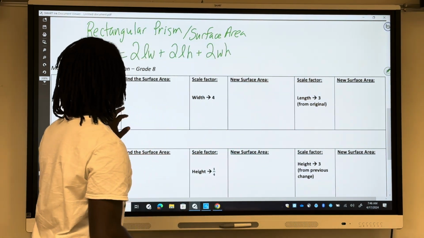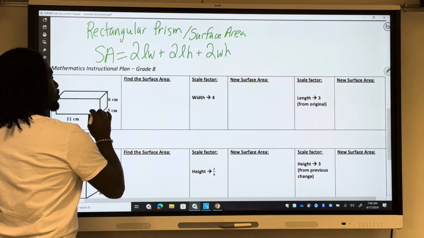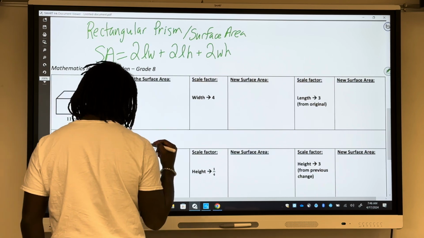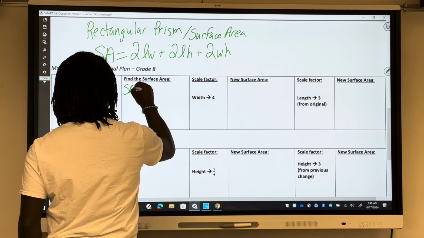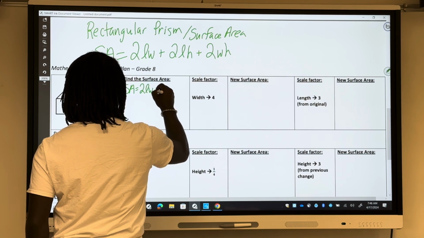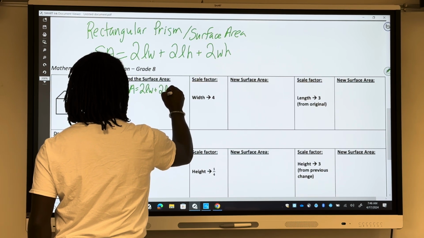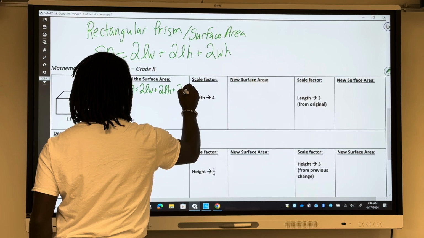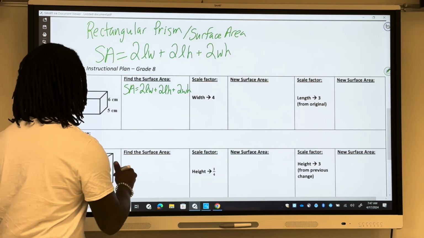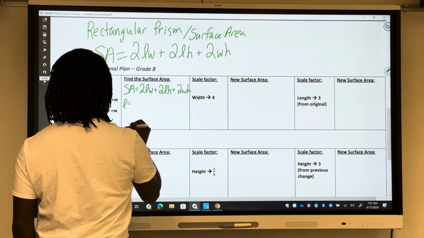Okay, so I'm just going to do the same thing, but this time I'm going to use the surface area, and we're going to take a look at how it affects it. So I'm going to start by writing my formula. Again, you don't have as much space here because this formula is a little bit longer than the volume formula. And so I want to start by writing down my dimensions.